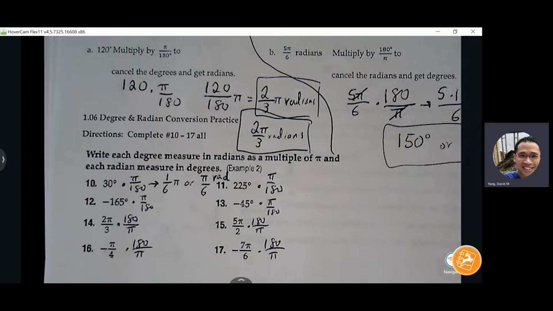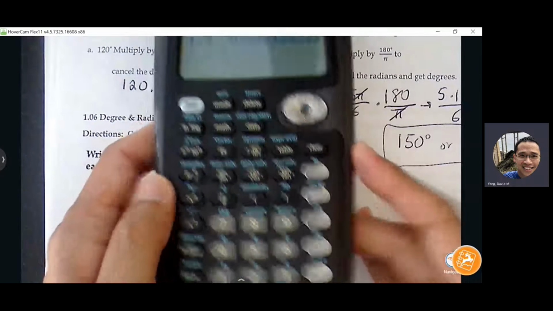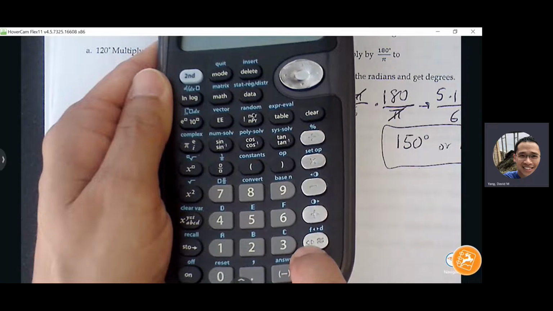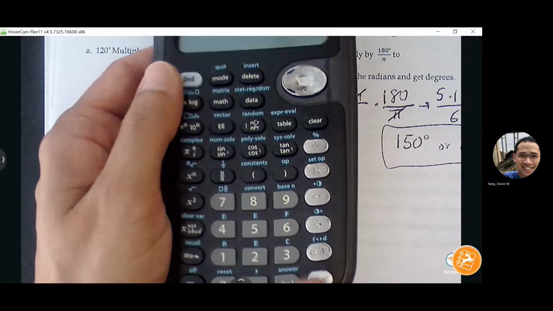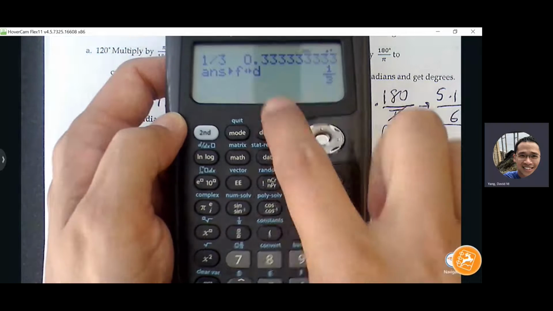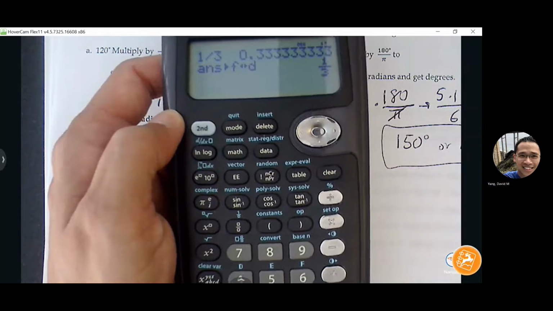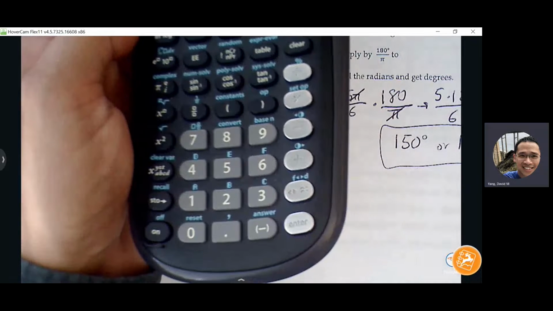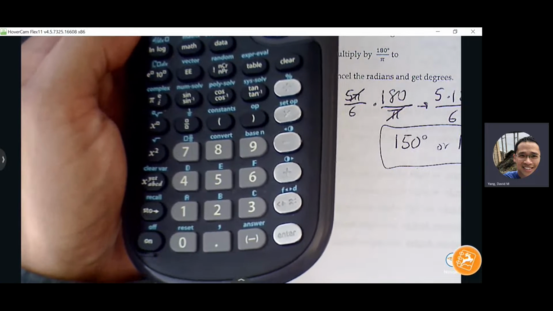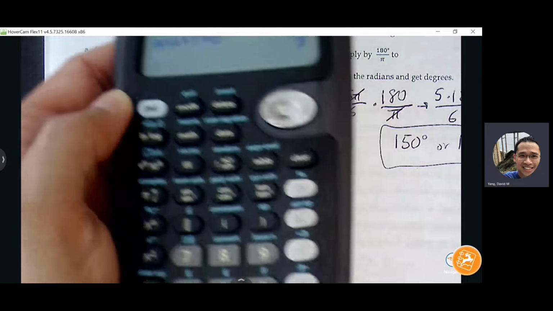Has to be in fraction form, right? And if you're getting a decimal value, you can always use the conversion button. So let's say you're getting 0.333, okay? You can always hit that. There's a fractional button there. So you can do second, F to D, and that will convert your decimal back to a fraction. There's that button right above enter. You see that F arrow D, that means you're able to convert from a fraction to a decimal, or decimal to a fraction, either way.